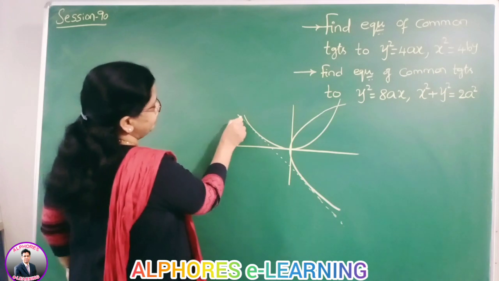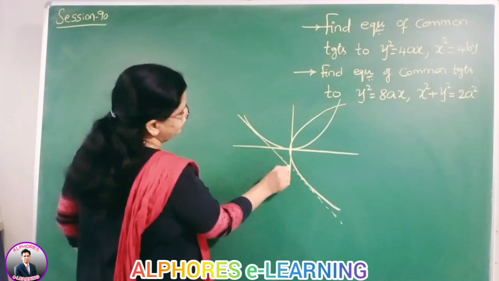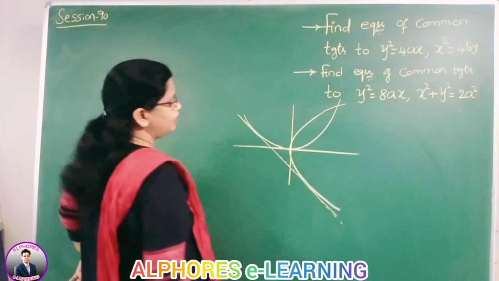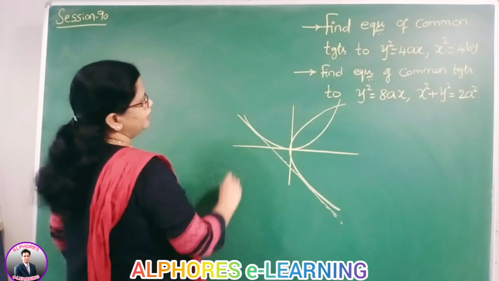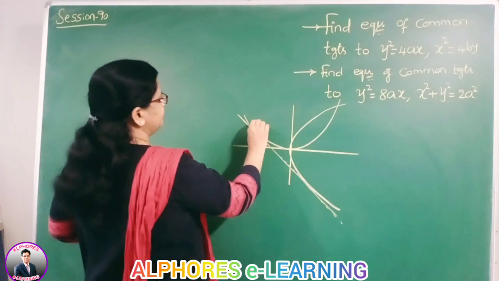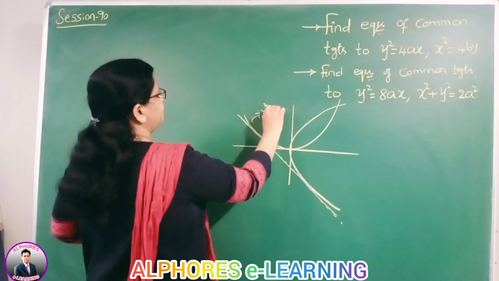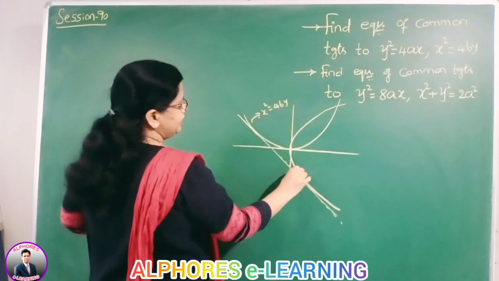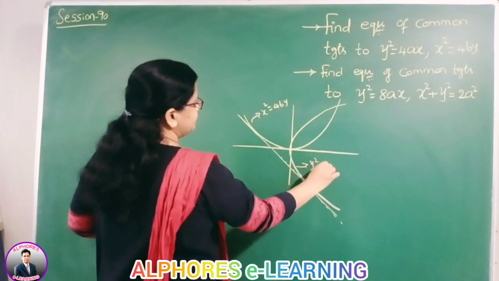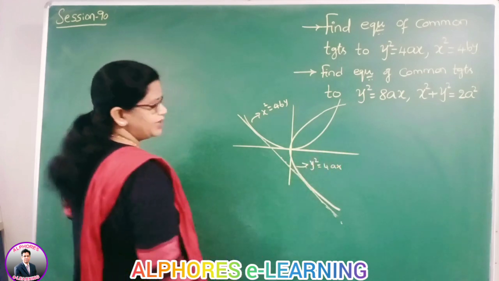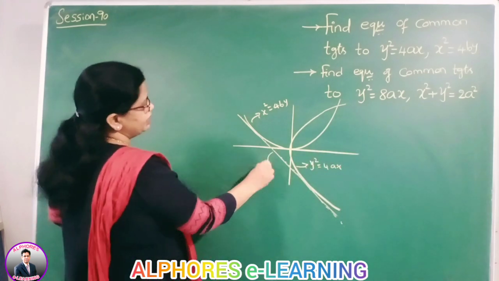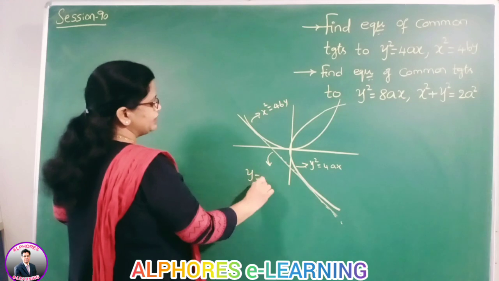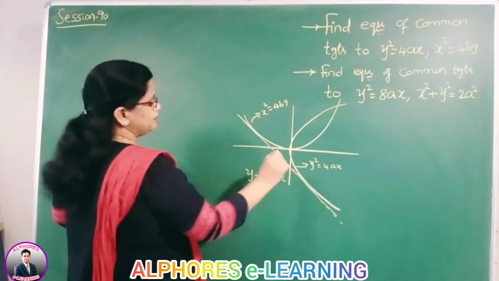So like this here, the question they are asking about is the equation of a common tangent. Let us take in the beginning x square is 4by parabola, and here y square is 4ax parabola. Let us take the common tangent as y equal to mx plus c.